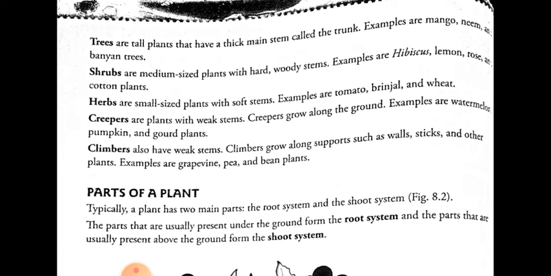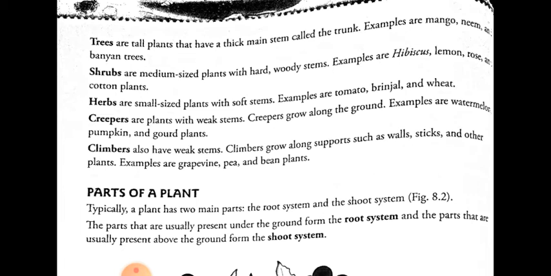Climbers. Climbers were also weak stem plants, but they do not lie along the ground. They just take the support of a nearby object like walls or sticks and climb upon that particular object. Examples of climbers: grapevine, pea and bean.